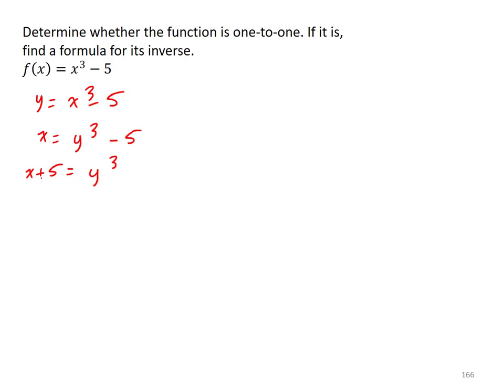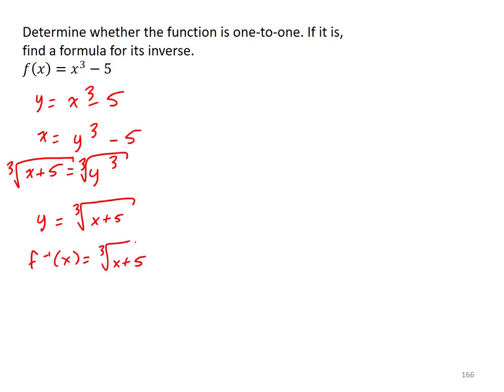I have x plus 5 equals y cubed. So to isolate the y, I will take the cube root of both sides, so that y equals the cube root of the quantity x plus 5. Finally, we'll replace y with f inverse of x. F inverse of x equals the cube root of the quantity x plus 5.